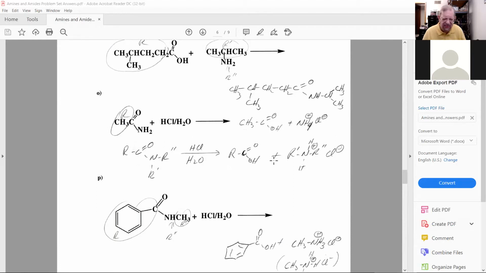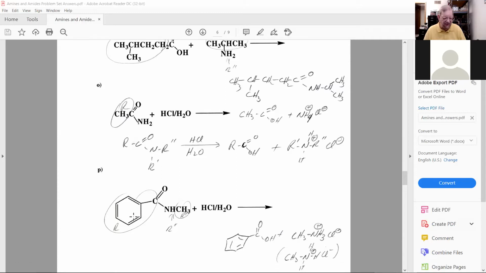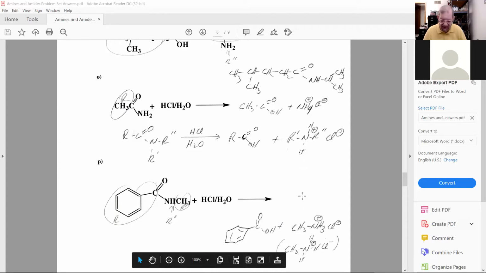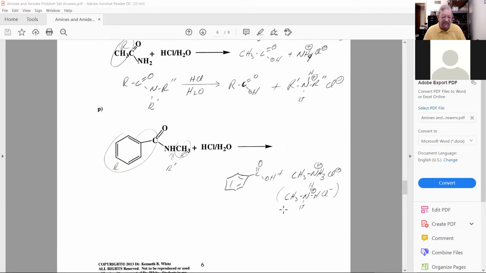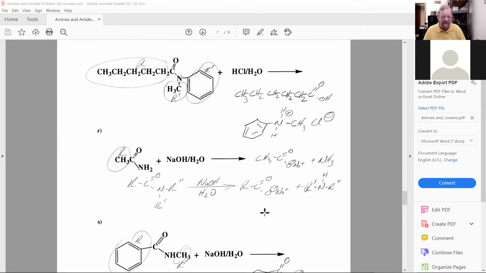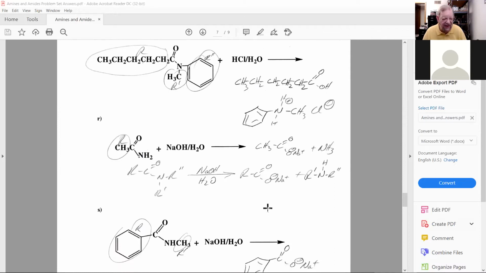Amines are basic. They react with acid to form the amine salt. So you get the amine salt of the amine you would have used to make that amide. And here R is benzene ring, R prime is methyl, R double prime is hydrogen. Notice here, I have two ways you can write the amine salt. Either one would be correct on a test.